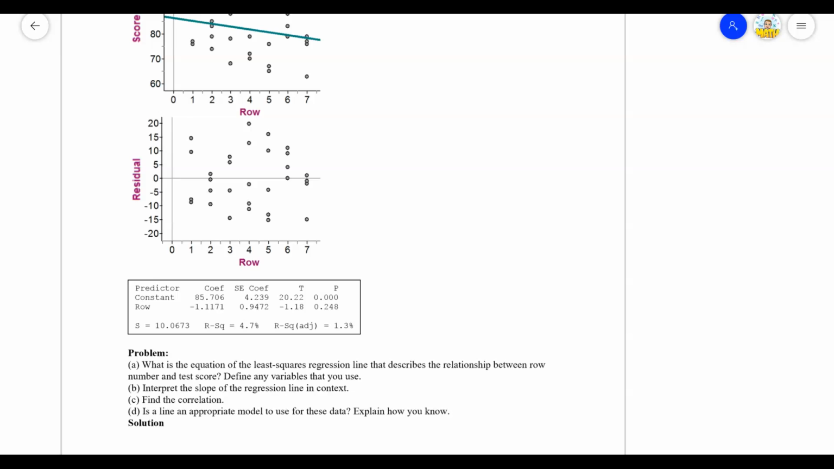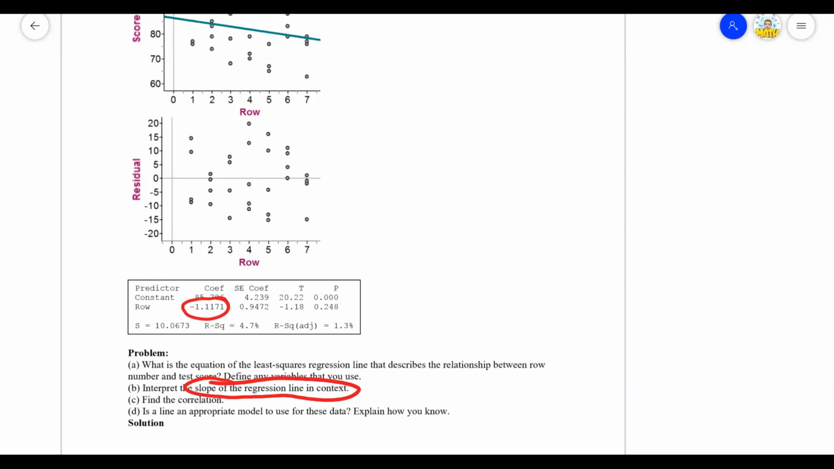Okay, and then a couple of typical questions that we've already answered. Interpret the slope. We did this already, right? So for each additional row away from the front, the score is predicted to decrease by 1.1171 points. So it's a typical interpretation of slope of a least squares line.